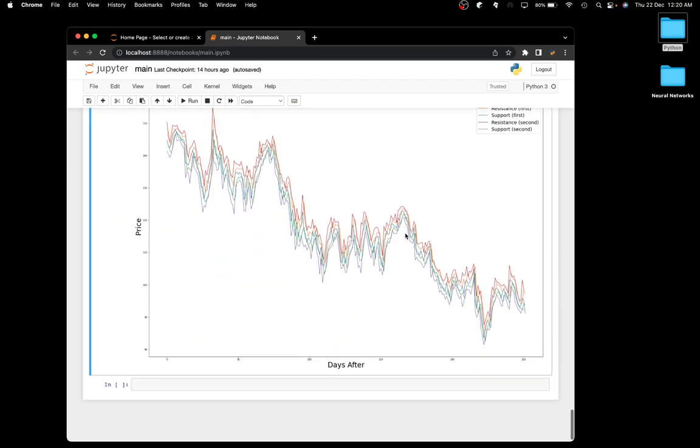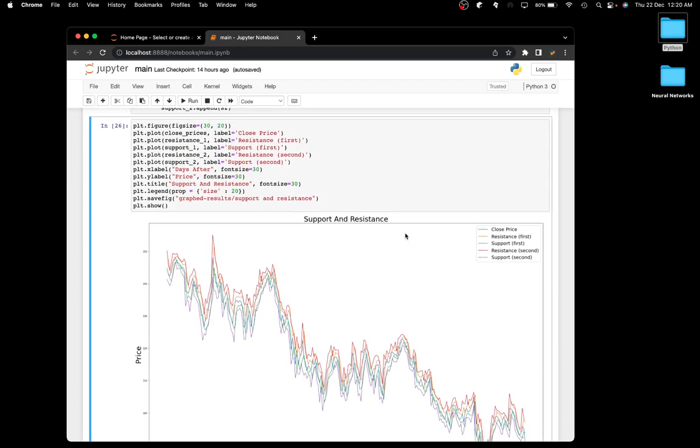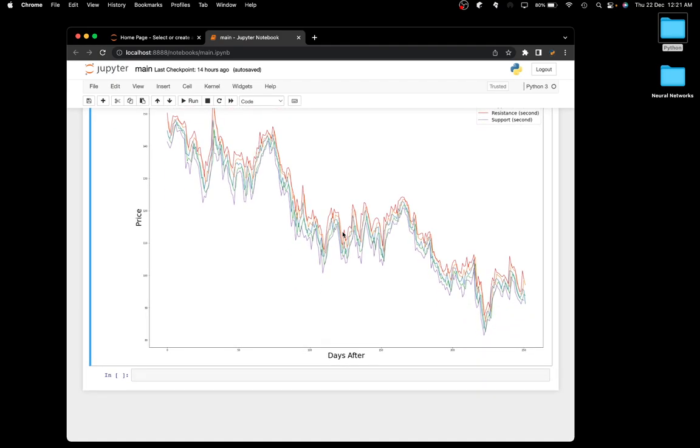And that's what you call resistance and support lines. Resistance is it can't go higher than that in a normal case. Support is it can't go lower than that in a normal case. There are certain cases where a line goes up and breaks out of the resistance, and then the resistance acts as a support, the support we previously had vanishes, and then we create a new resistance. So things like that do happen.